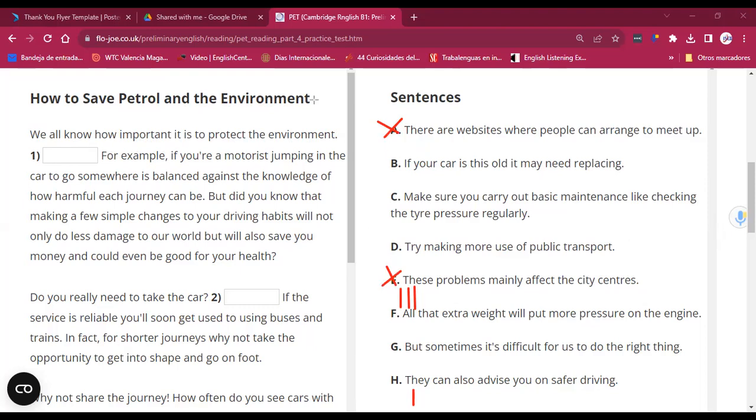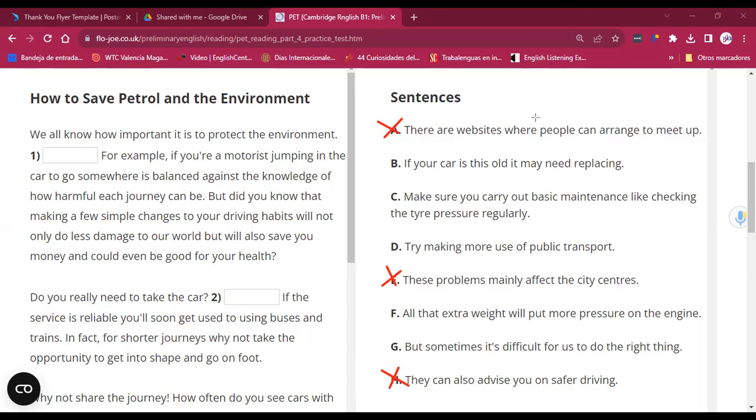They can also advise you on safer driving. Who can advise you? They don't mention anyone here. So it is not letter H. So we have B, C, D, F, and G.